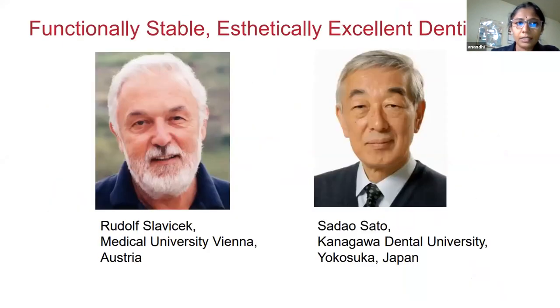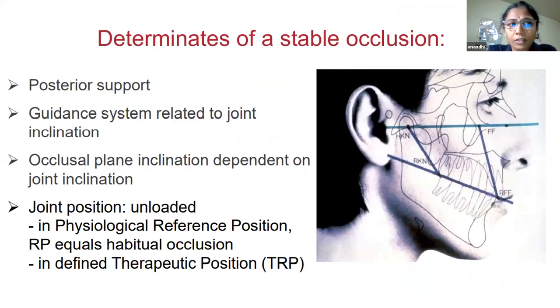And I talked about these. So his concept of occlusion first, number one, he talks about posterior support. I will go into detail a little bit on different slides. I just want to tell you what I'm going to talk about first in this slide. And then he talks about the guidance system related to joint inclination.